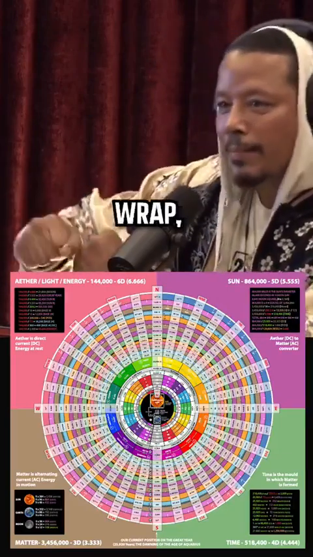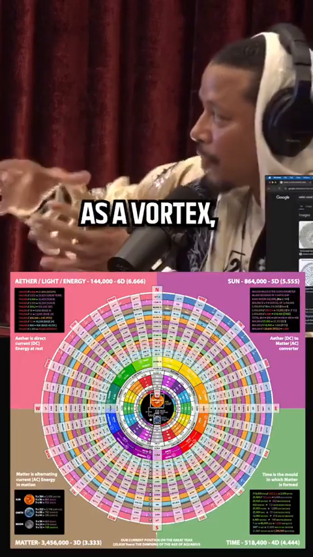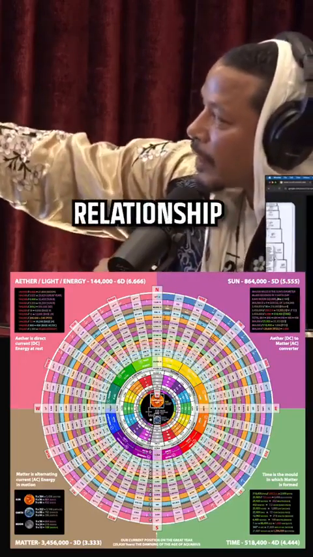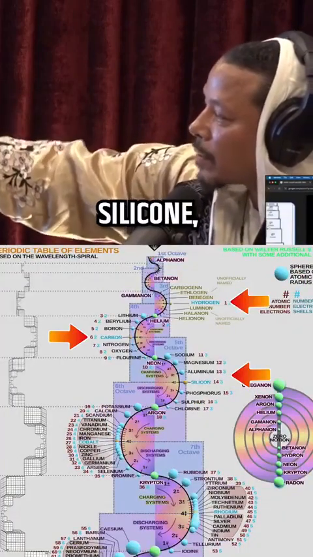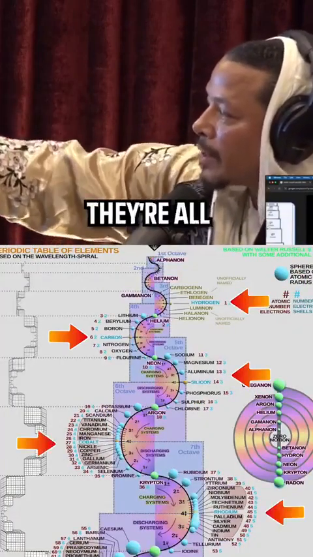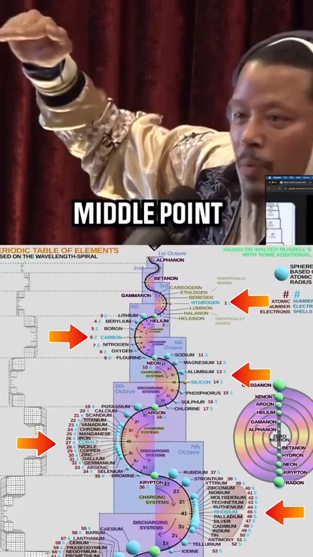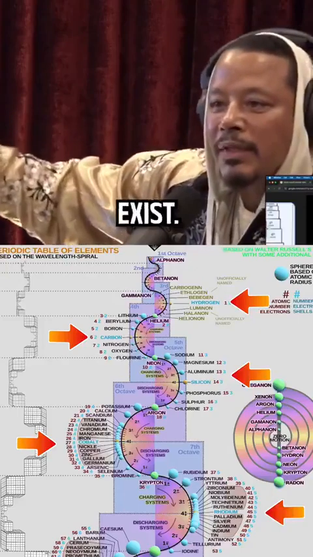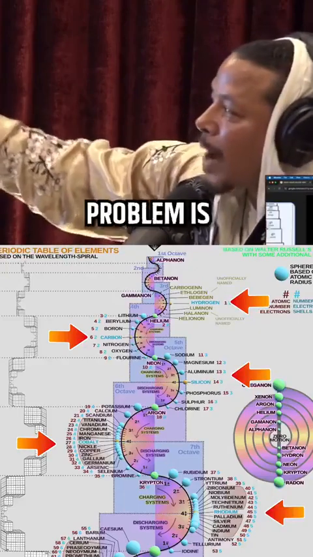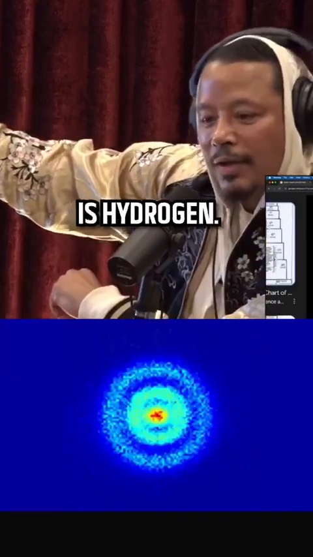The first wrap is so tight. This is how I saw it more so, but as a vortex, you'll see there's a relationship between hydrogen, carbon, silicon, cobalt, rhodium. They're all bonded. They all sit as the middle point between two noble gases. So those things don't really exist. It's only one substance.